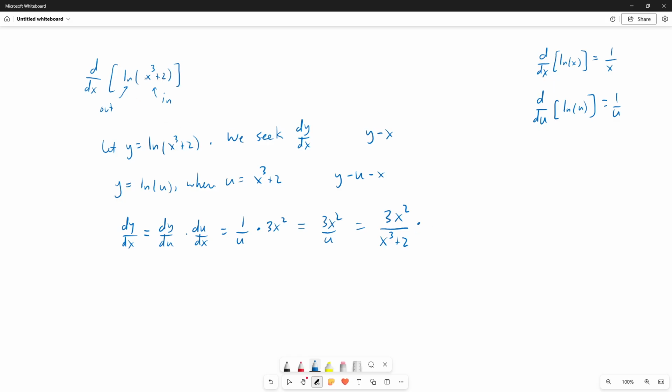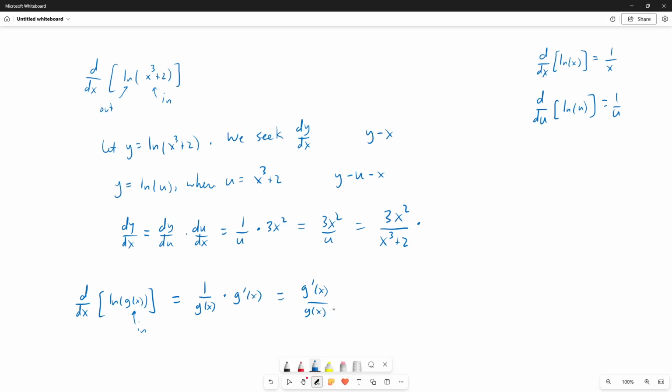So this is the chain rule, where we have a function inside of the logarithm. The derivative of the logarithm of g of x, where we have some function inside of our logarithm. The general formula is 1 over g of x times g prime of x, or g prime of x over g of x.